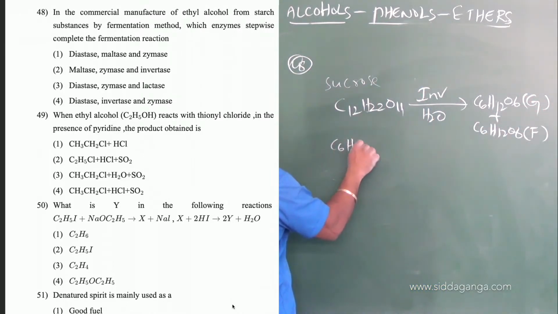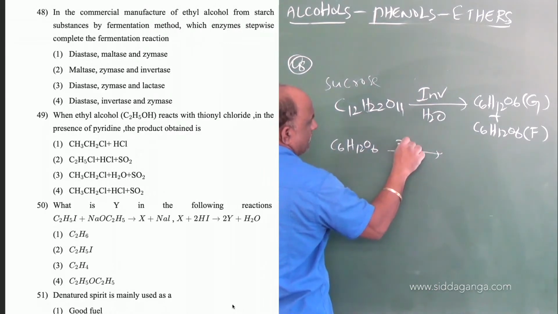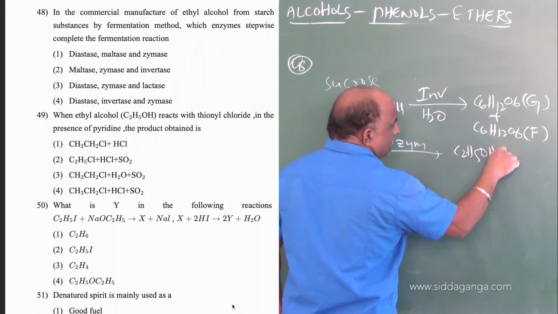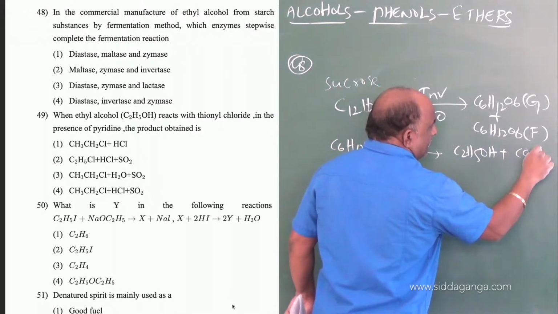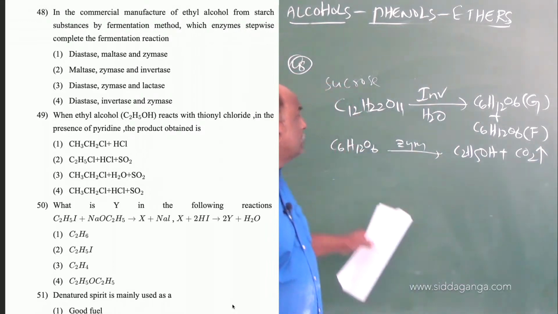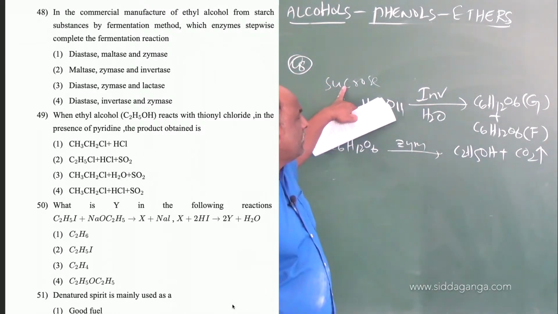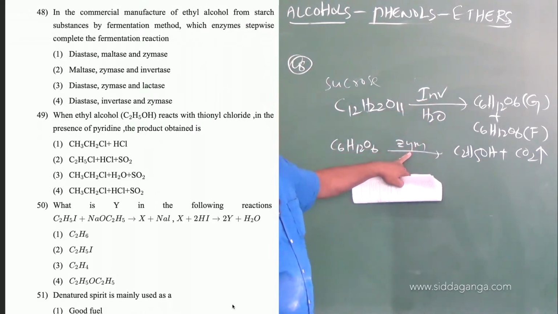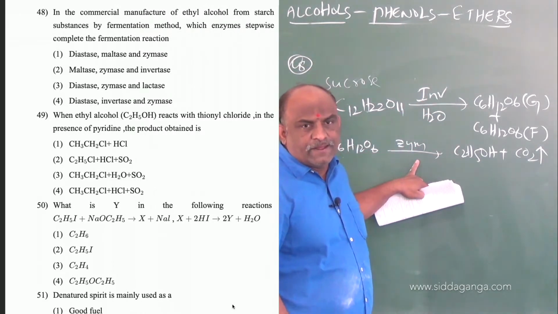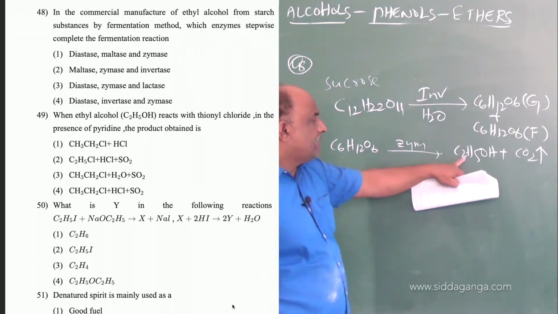Next, glucose C6H12O6. One more enzyme is there, zymase. This zymase gives rise to C2H5OH, ethyl alcohol, plus byproduct carbon dioxide. This process you observed is fermentation from sucrose. For sucrose we require 2 types of enzymes, one is invertase, second one is zymase. Conversion of glucose to ethyl alcohol we required zymase.